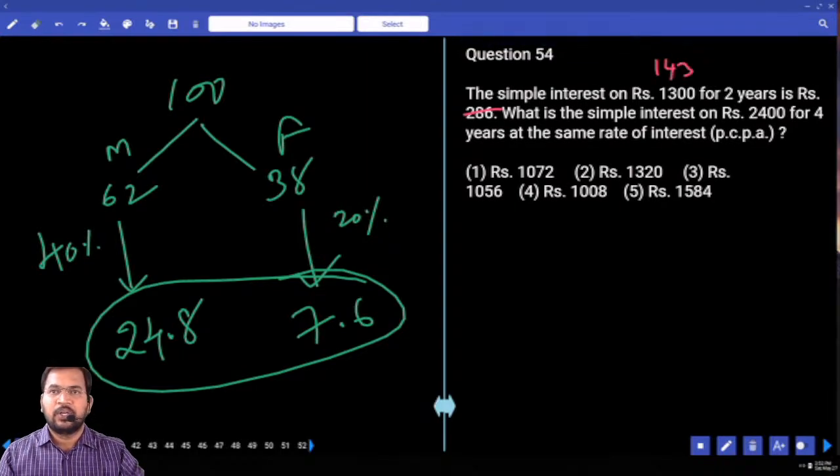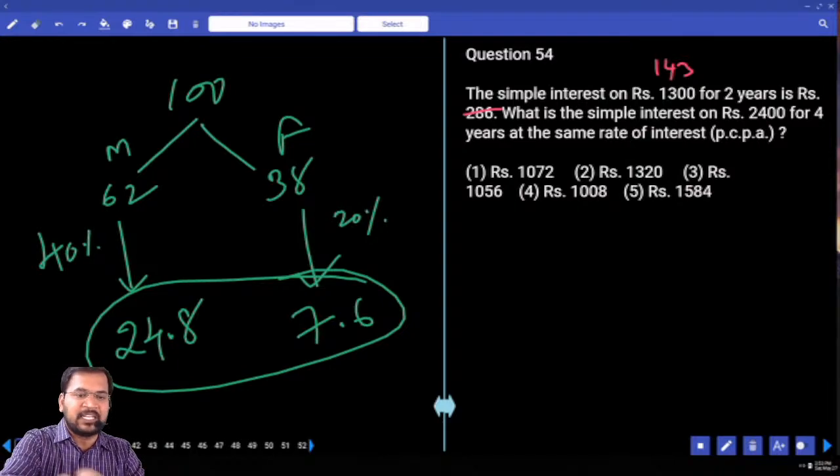Every year interest is the same. 1 year is 143. That 143 is interest on 1300. In 1300, 143 is 11%. 13 elevens are 143 only. Rate of interest is 11%.